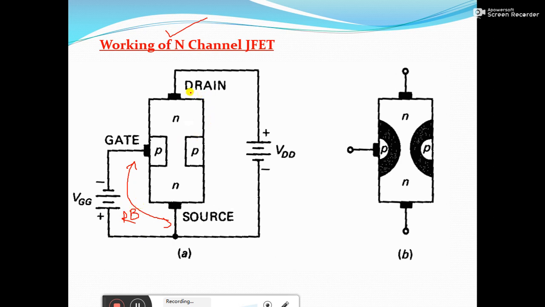One more voltage has to be applied between the drain and source. The voltage is applied in such a way that the drain terminal is always positive with respect to the source. The drain is connected to the positive terminal of the battery, and the source is connected to the negative terminal. I hope how the biasing is done is clear.